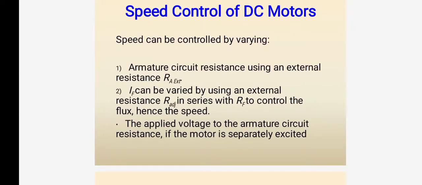Then speed control of DC motor. Speed can be controlled by varying the armature circuit resistance using an external resistance Ra. If can be varied by an external resistance Radj in series with Rf to control the flux, and hence the speed. The applied voltage can also be varied if the motor is separately excited.